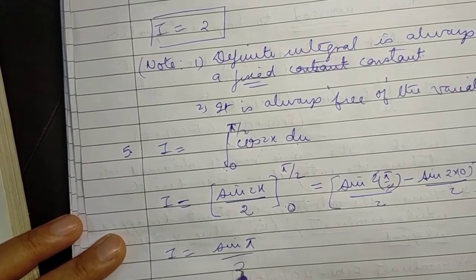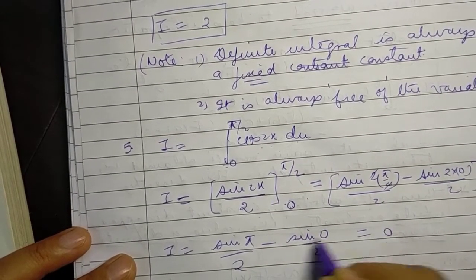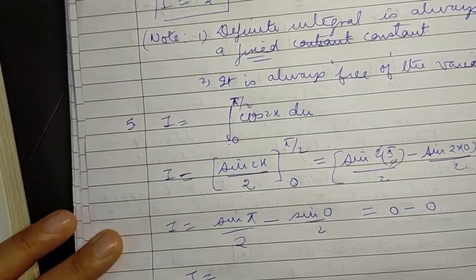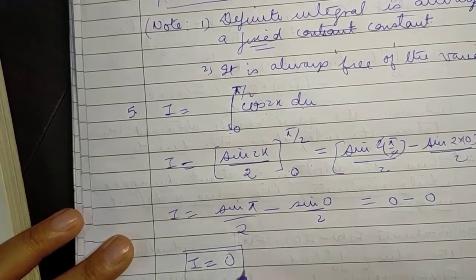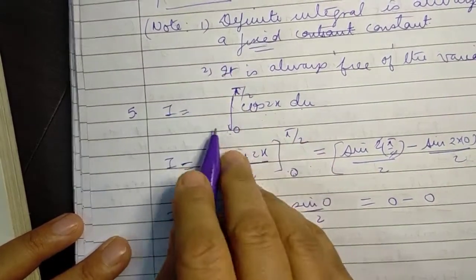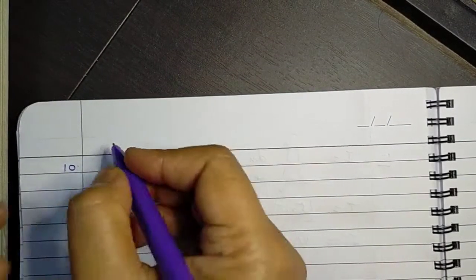So sine pi upon 2 minus sine 0 upon 2. But both sine pi and sine 0 are 0. And so we get the answer: the integral of this given function is 0. Now in the same way you can take up other questions of exercise 7.9.